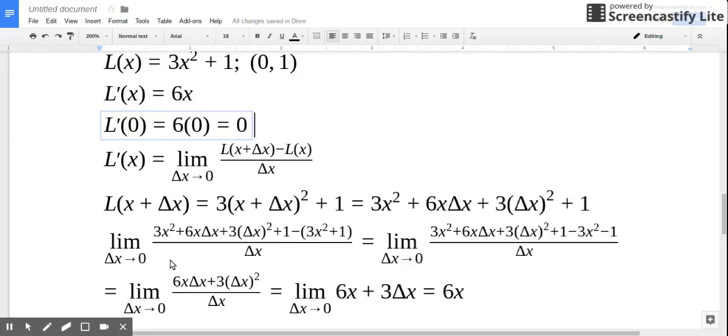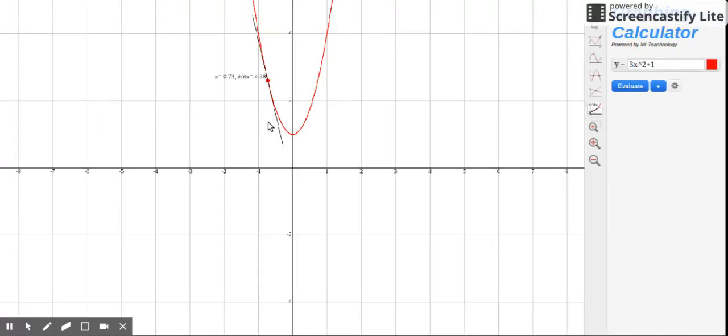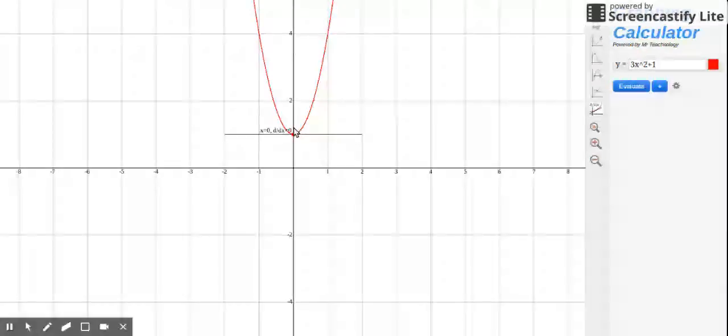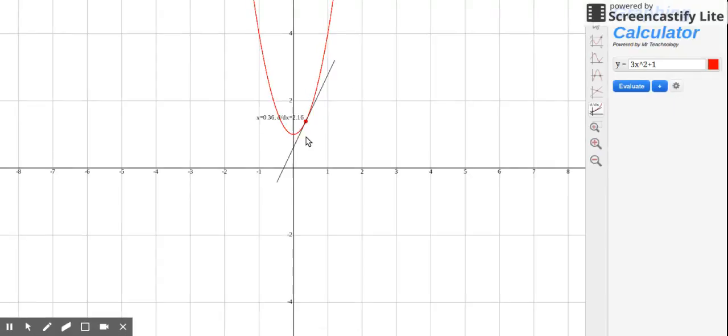And as you can see, the slope of the tangent line is going to be 0 at the point 0, 1. We'll go back up to the graph and take a look at this. Right, so you can see here's the tangent line as I toggle along here. And right here at the point 0, where x is 0, of course y is 1, but the slope of the tangent line is 0. Right, it's pretty cool.